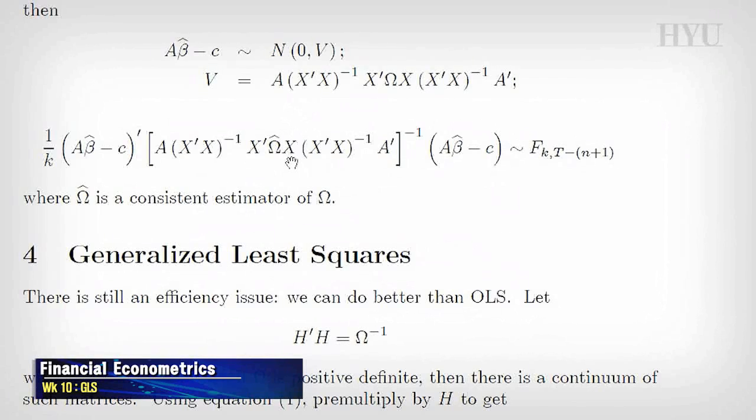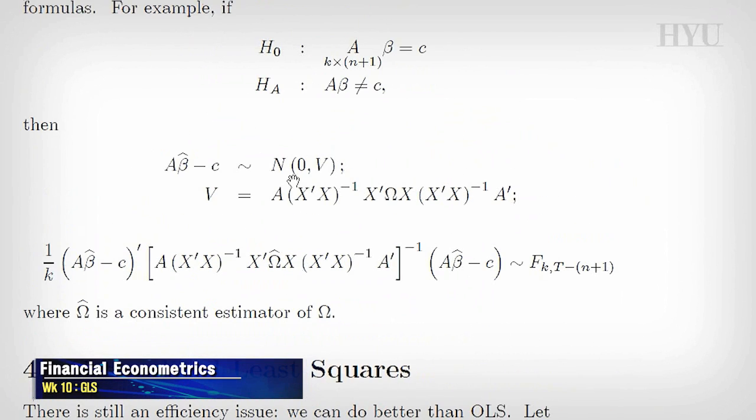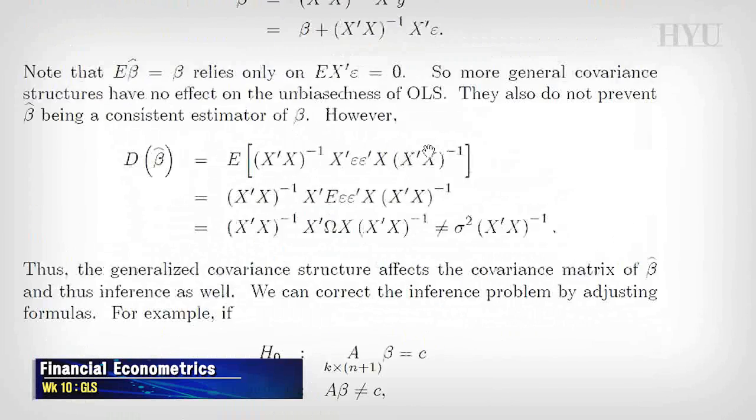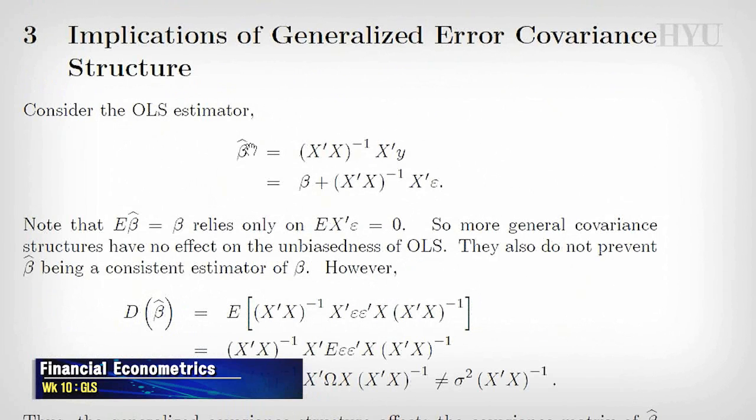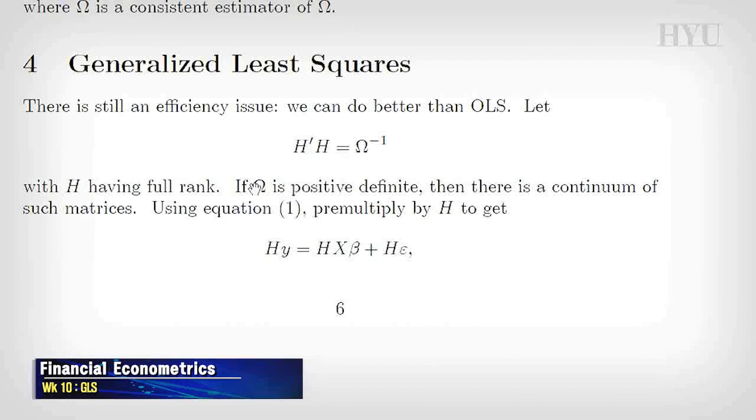So it's a slight generalization from what we already know. Now, there is still an efficiency issue. Maybe there is a smarter idea than OLS to estimate better, and the smarter idea is actually generalized least squares. Suppose there is still an efficiency issue and we can do better than OLS, and H prime H is some omega inverse, with H having full rank.